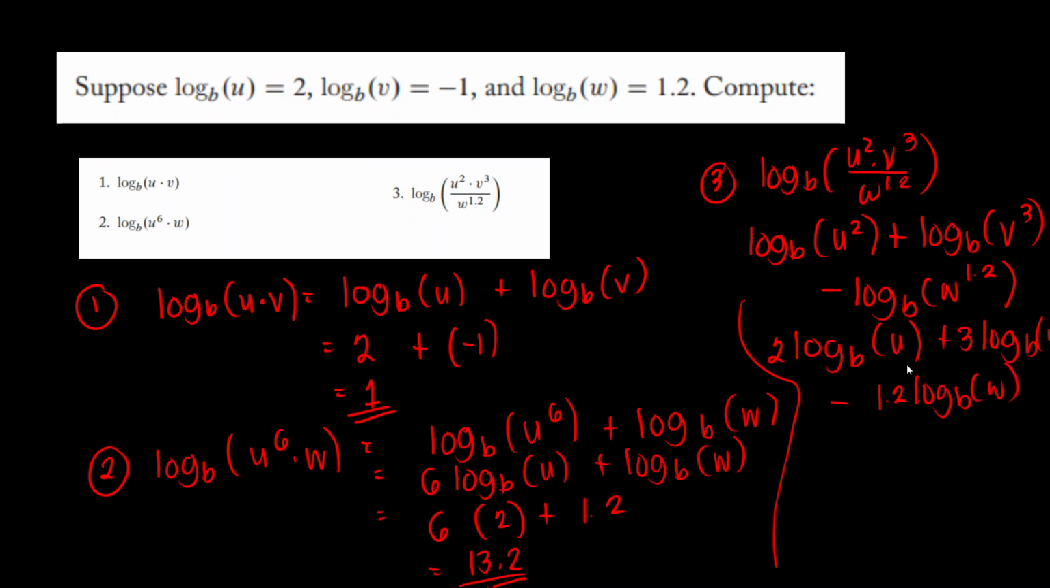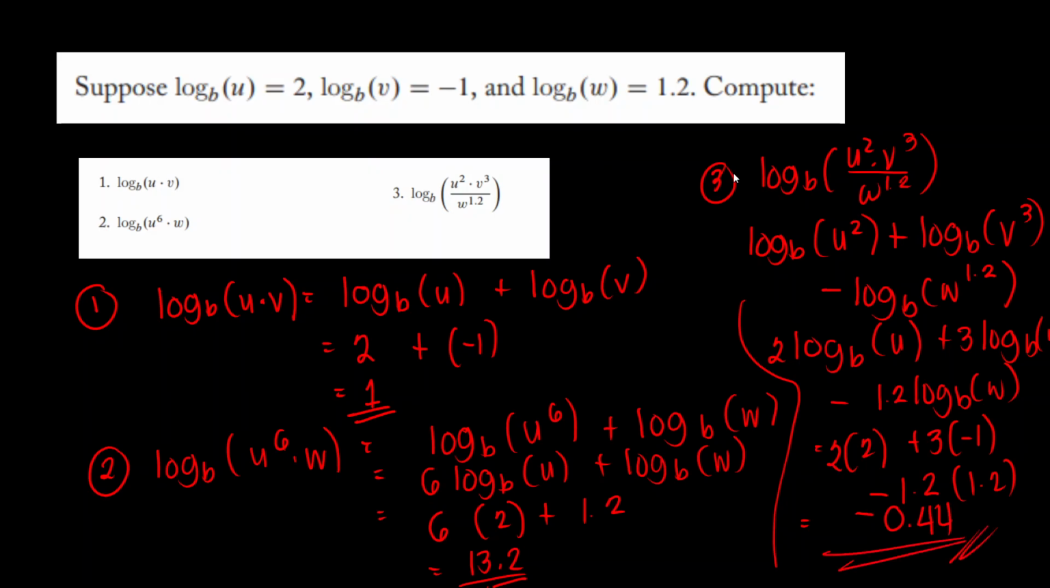So, let's plug in here the values of the logarithms. Log b of u is 2, so that is 2 times 2. Log b of v is 3 times negative 1, minus 1.2. Log b of w is 1.2. Okay? So our final answer is 4 minus 3 minus 1.44, which is negative 0.44. This is our final answer. Okay? So, that's how you answer and manipulate the logarithms.